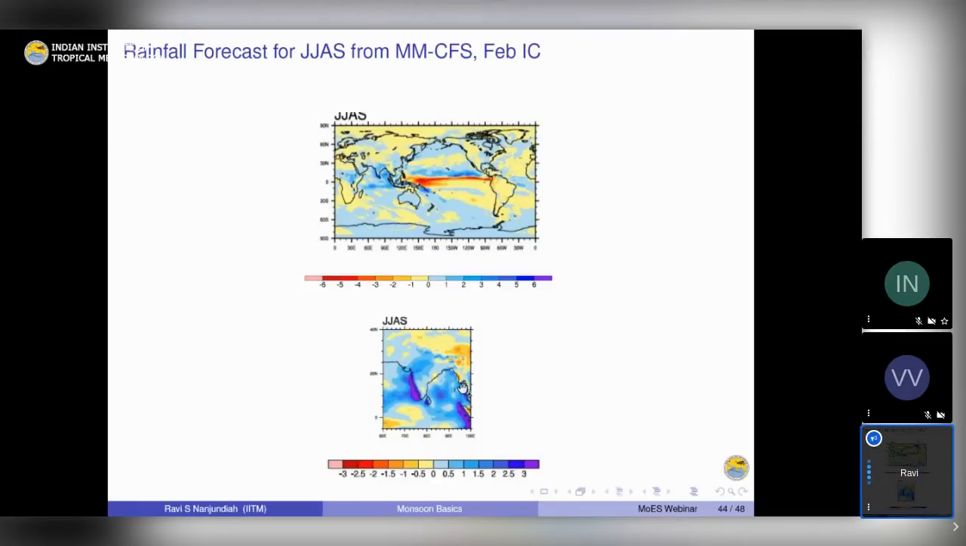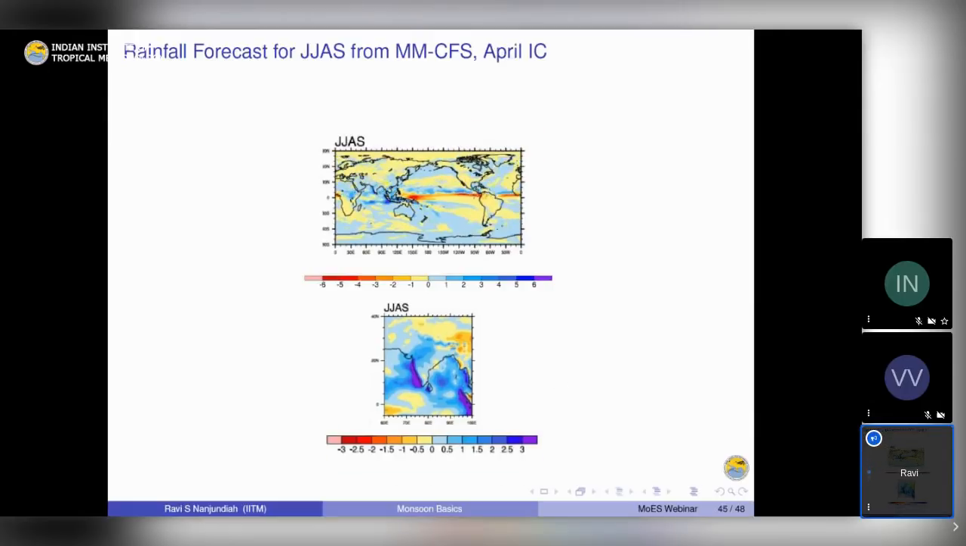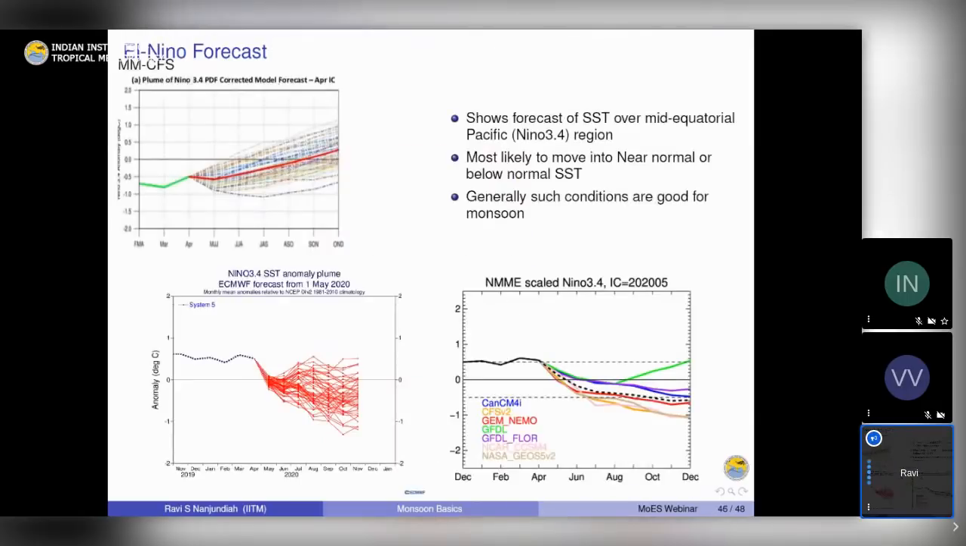You can see all blues over most of India, which shows that it's likely to become a normal or a high rainfall year. And this is with the later initial conditions. We do it every month. And here also we see that when we come closer in April, we again see that the rainfall is likely to be near normal. And we have seen that El Nino plays a very big role.